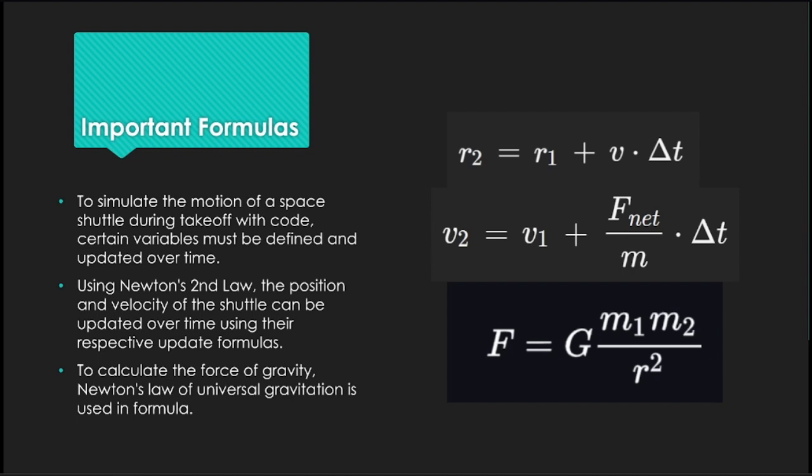To simulate the motion of a space shuttle during takeoff with code, certain variables must be defined and updated over time. Using Newton's second law, the position and velocity of the shuttle can be updated over time using the respective update formulas. To calculate the force of gravity, Newton's law of universal gravitation is used in formula.